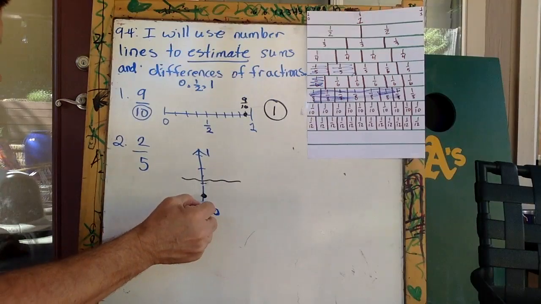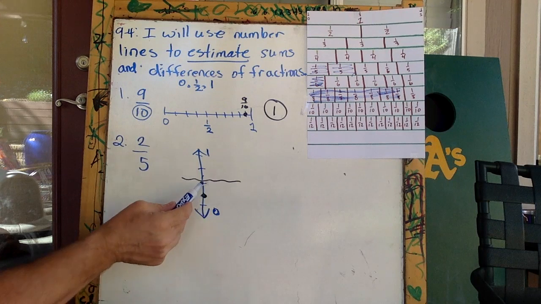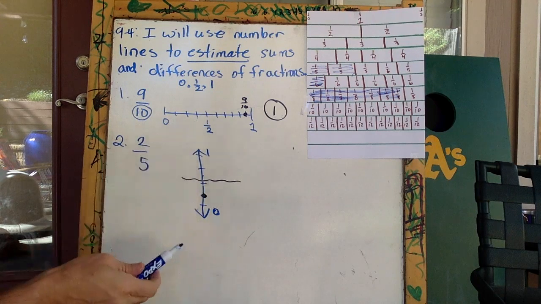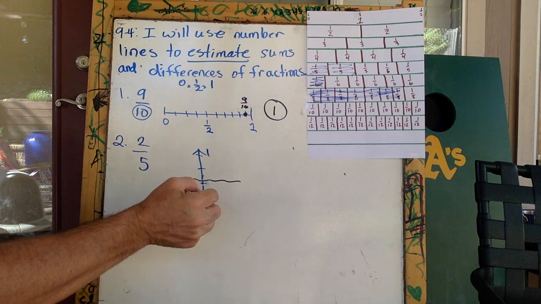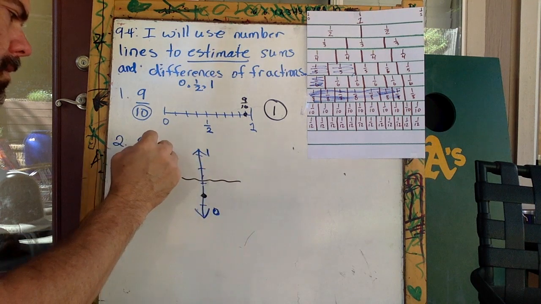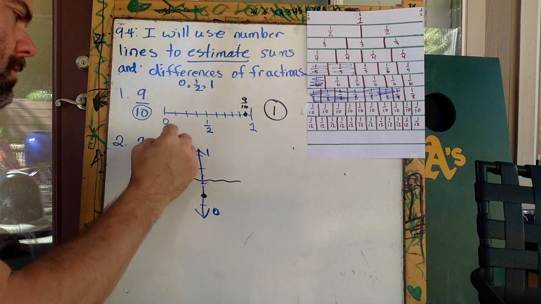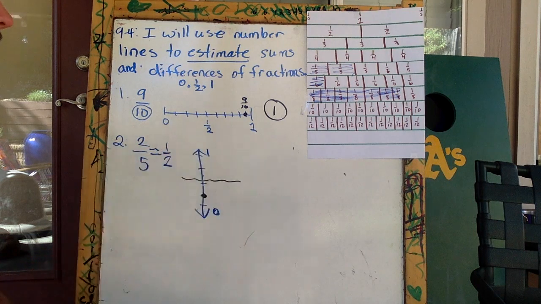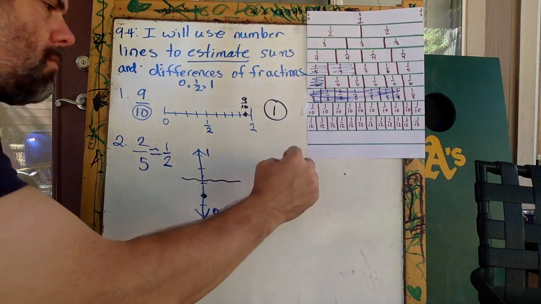I messed up my number line a little bit, but that's okay. 1, 2, 3, 4, 5. So here's 2. 2/5 is actually closer to 1/2. So that estimates to 1/2. So the answer would be 1/2.